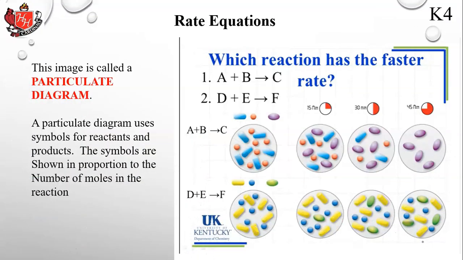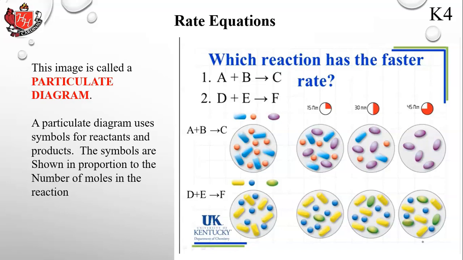All right, something that you're going to see, not just in this unit, but in future units, and we will practice these as we go along, are particulate diagrams. So this image is called a particulate diagram. A particulate diagram uses symbols for reactants and products. The symbols are shown in proportion to the number of moles in the reaction.